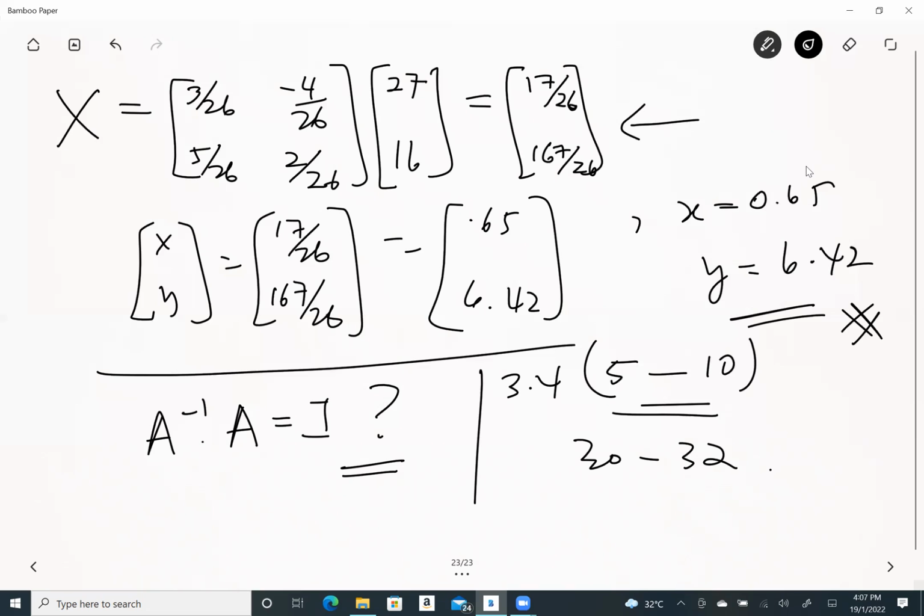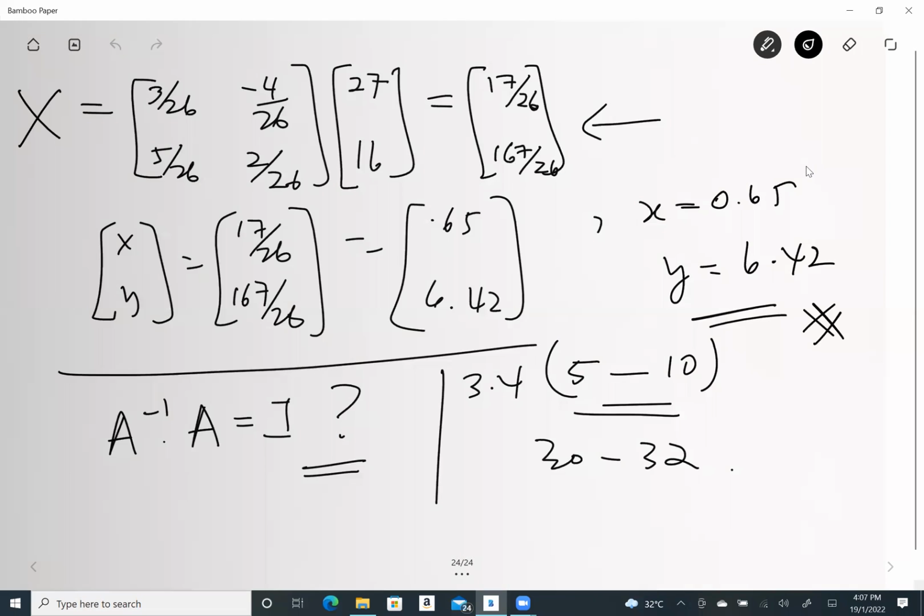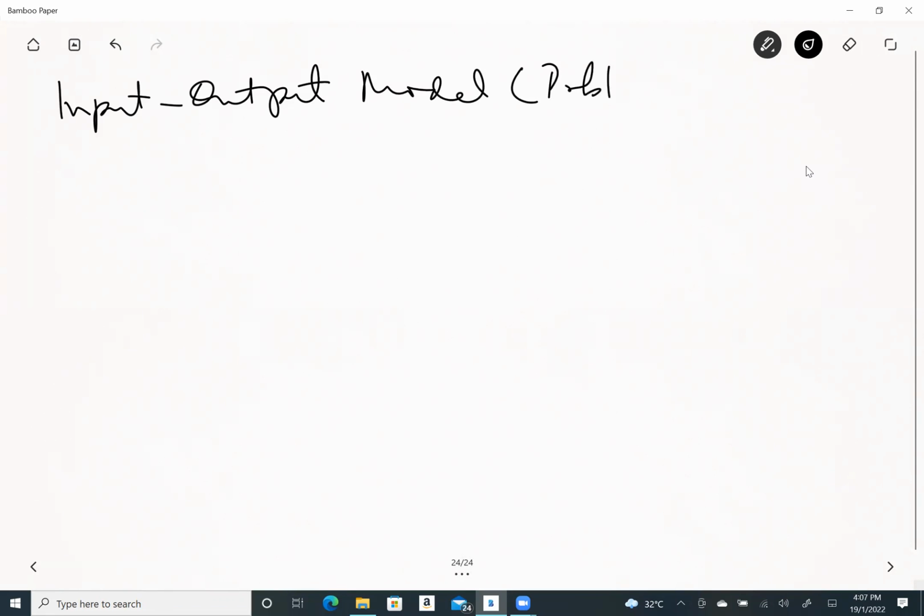Okay. All right. Now, what I want to do next is the application. One application of this type of thing. We go to 3.5. So in 3.5, we are going to look at the input-output model. This problem is called the input-output model, or sometimes you can say problem.